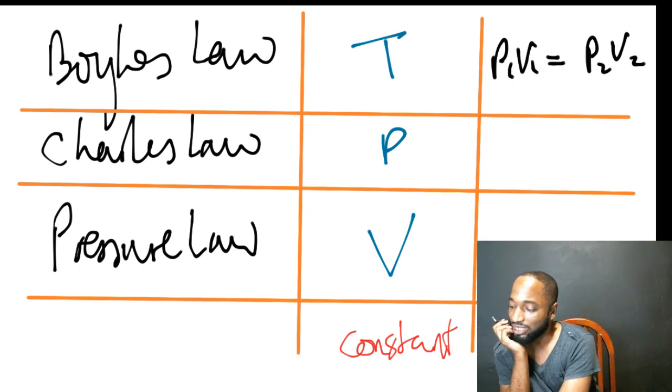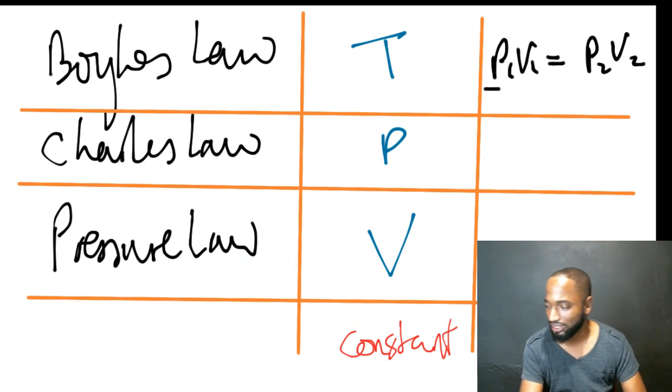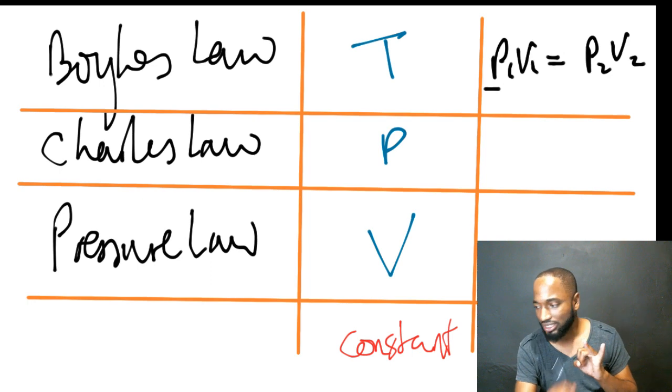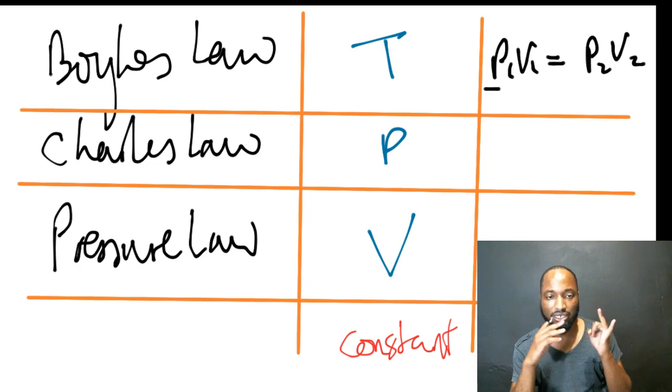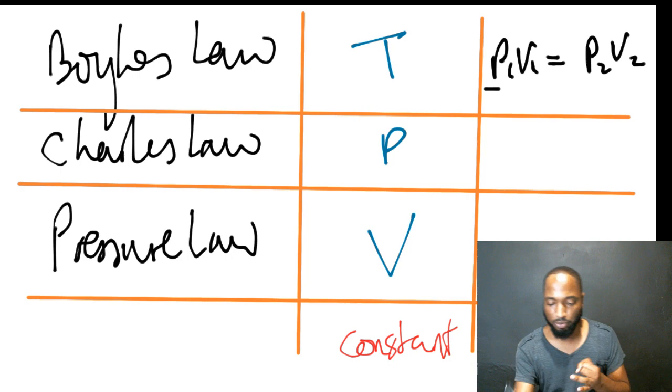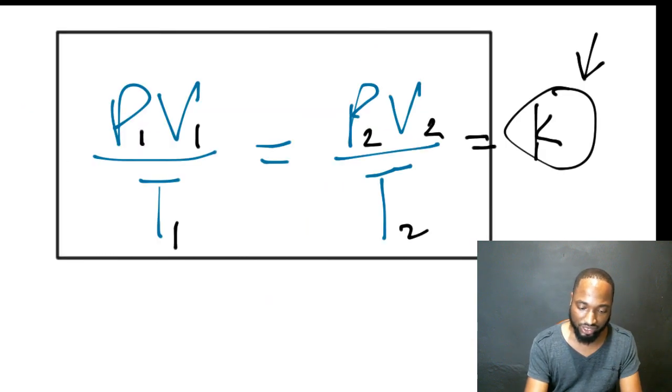Keep in mind, you need to be able to explain this like this. Boyle's law: the pressure of a gas with fixed mass and fixed temperature is inversely proportional to volume. You'll always have fixed mass, but in this case, temperature is fixed. So for fixed mass and fixed temperature, pressure is inversely proportional to the volume. The rest of them are directly proportional.